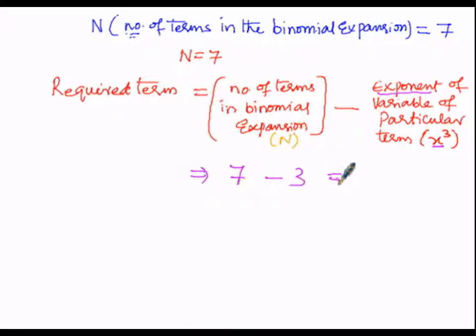So that equals 7 minus 3, where 3 has a negative sign and 7 has a positive sign. Subtracting the lesser from the greater, 7 minus 3 is 4. To assess the sign, 7 is greater than 3, so the sign is positive. So 4 is nothing but the fourth term, which is the required term.